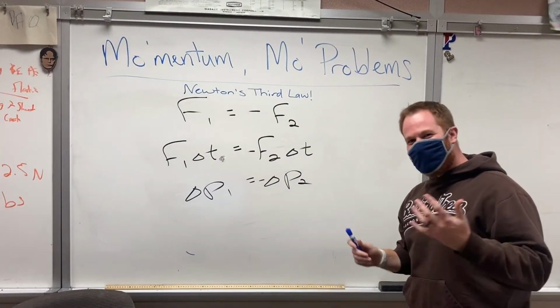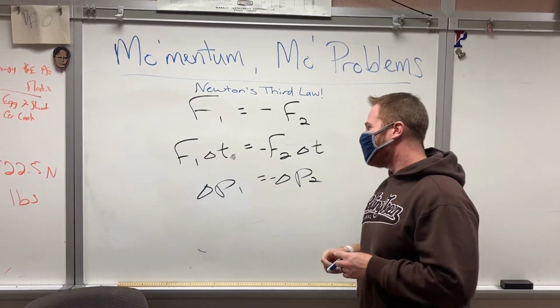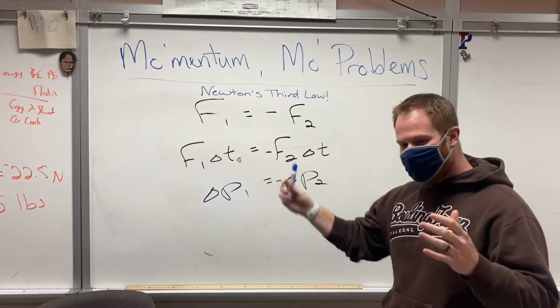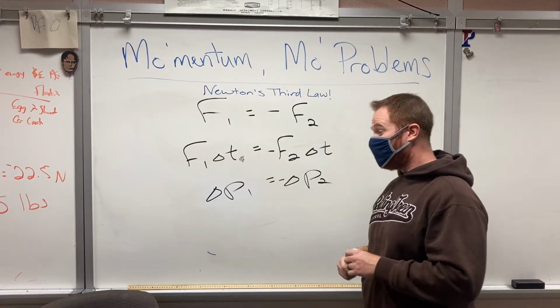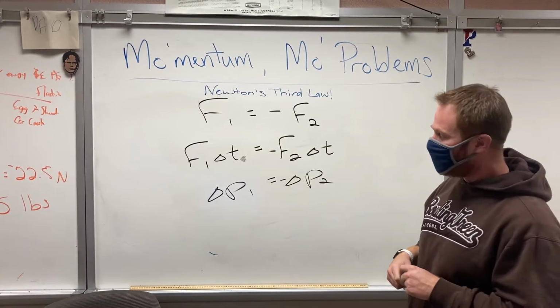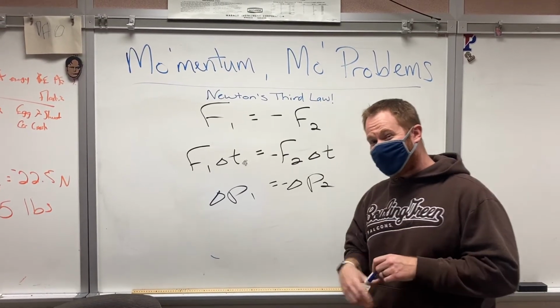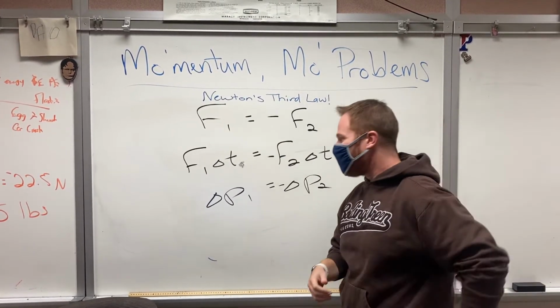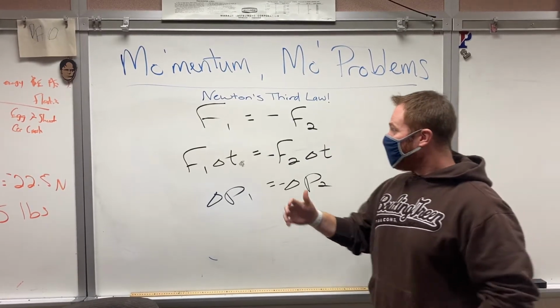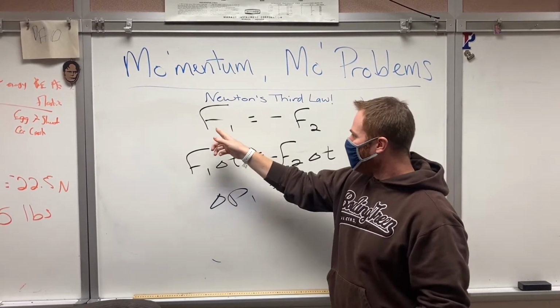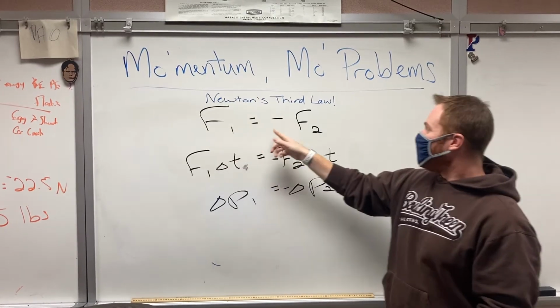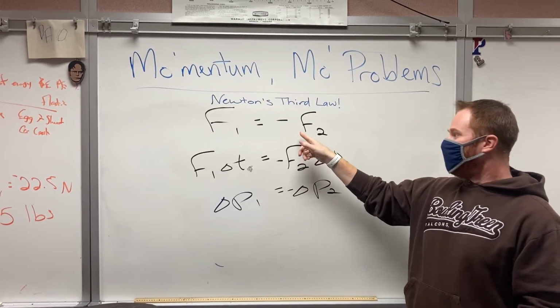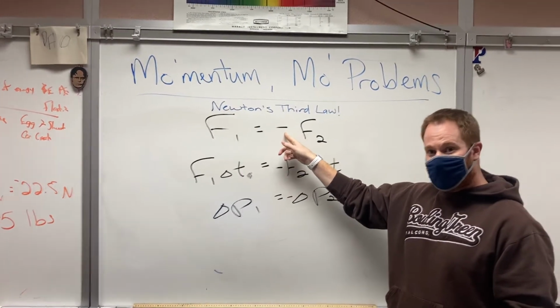So, if you remember Newton's third law, it says that forces come in pairs, equal in magnitude but opposite in direction, or for every action there's an equal and opposite reaction. That's where our next topic, conservation of momentum, actually comes from. With Newton's third law, we can say the force on one object has to be equal and opposite to the force on the other object. That's why the negative sign's there.